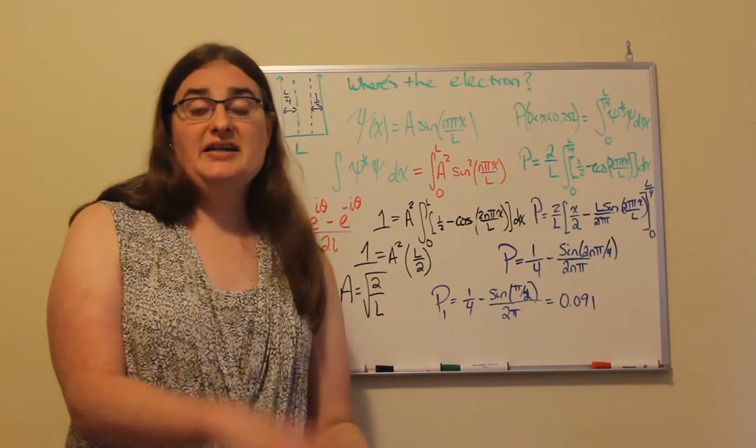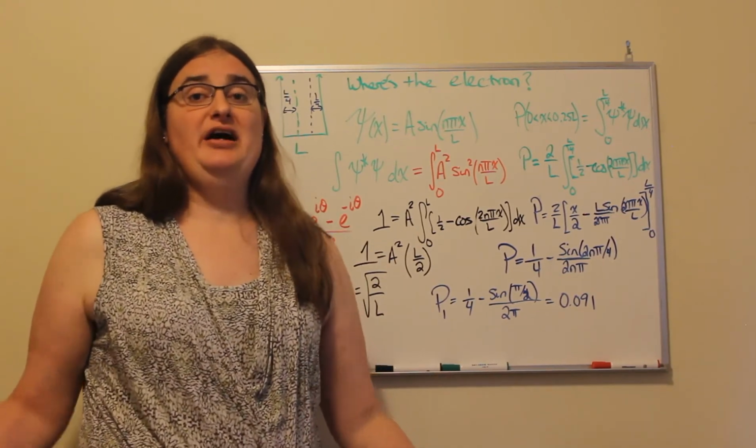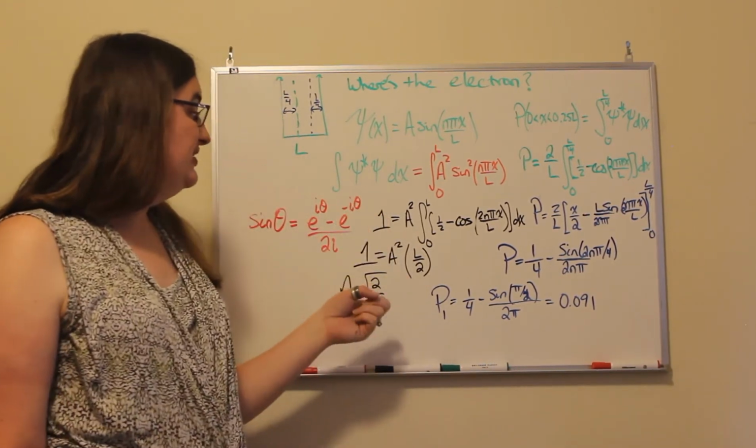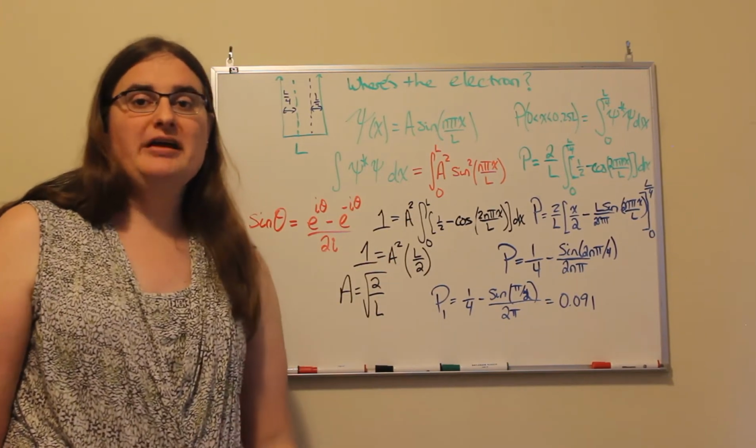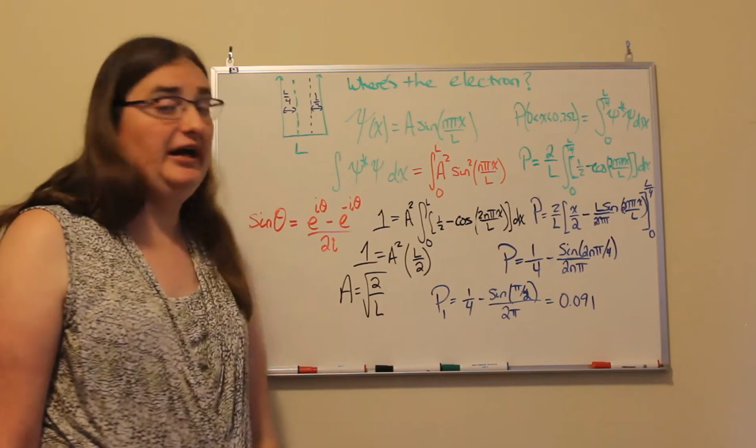So that dependence cancels itself out. And all we're left with is A squared times L over 2 equals 1. So the amplitude A would have to be the square root of 2 over L.